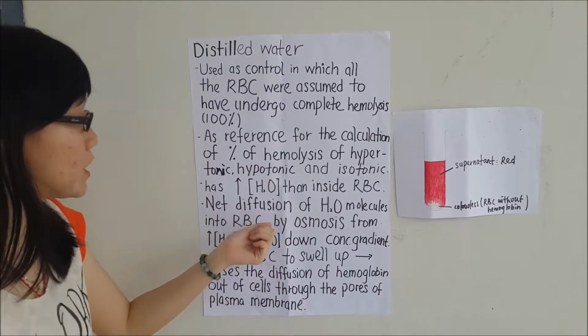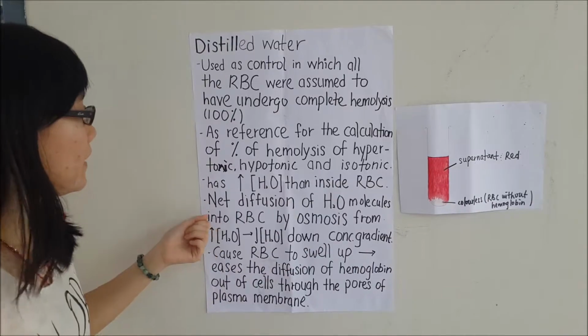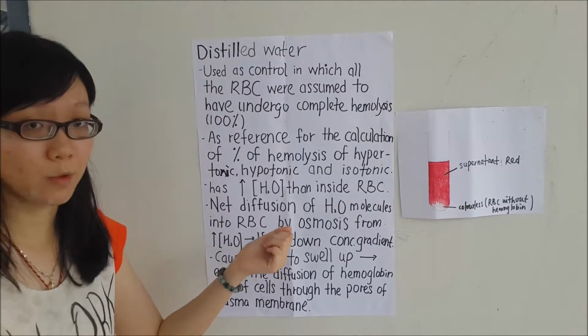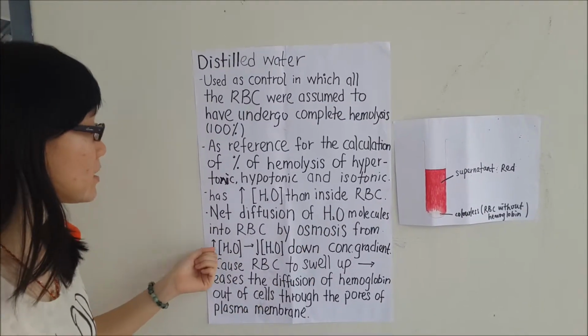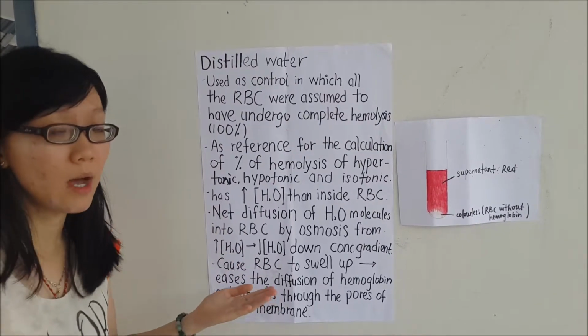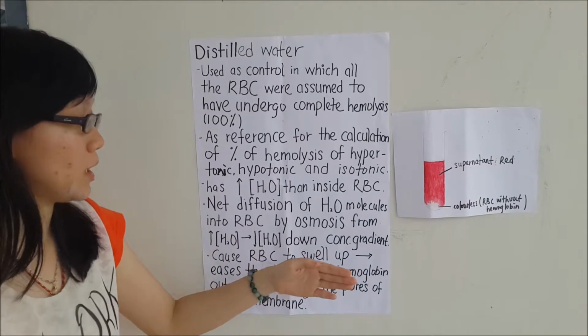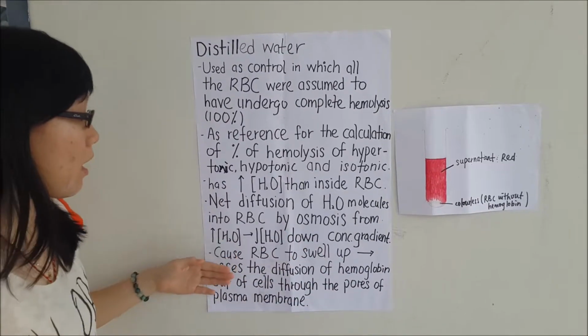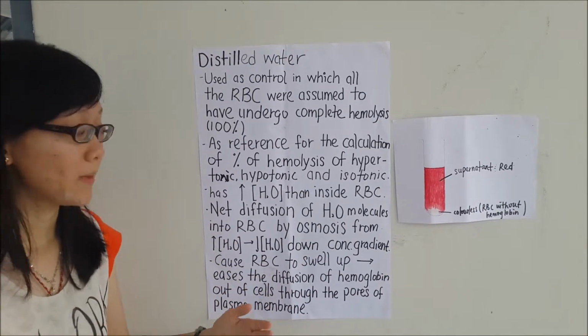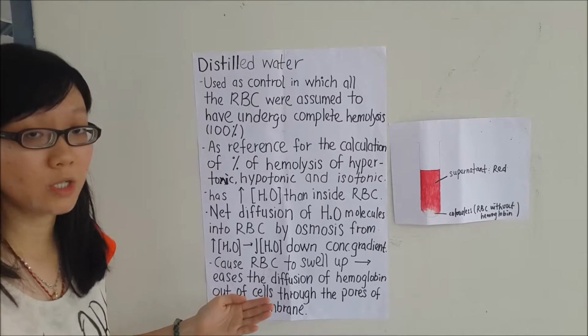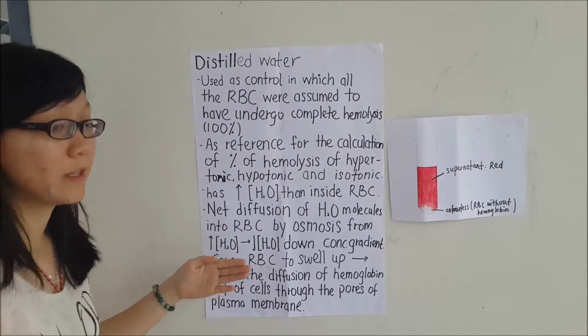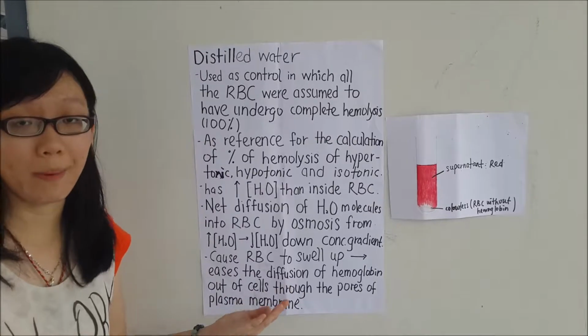There will be a net diffusion of water molecules into the red blood cells by osmosis, from the high concentration regions of water molecules to the low concentration regions, down the concentration gradient. This will cause the red blood cell to swell, and as a result, ease the diffusion of the hemoglobin out of the cells through the pores of the plasma membrane.